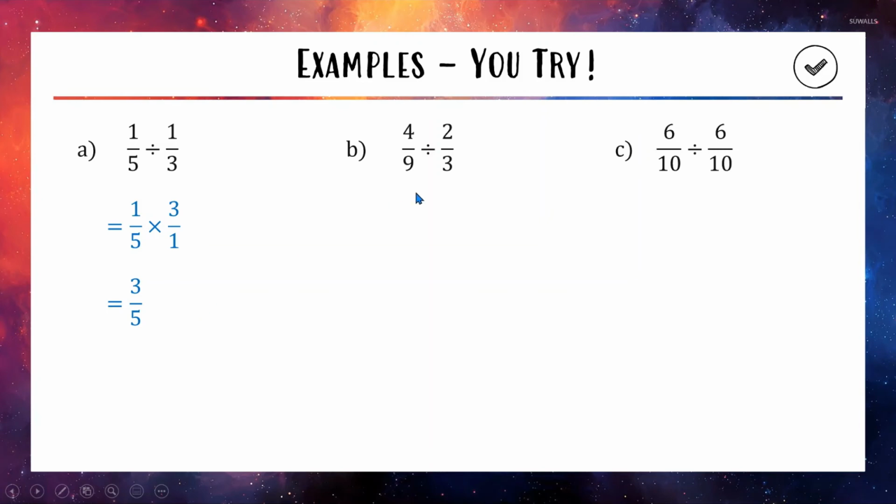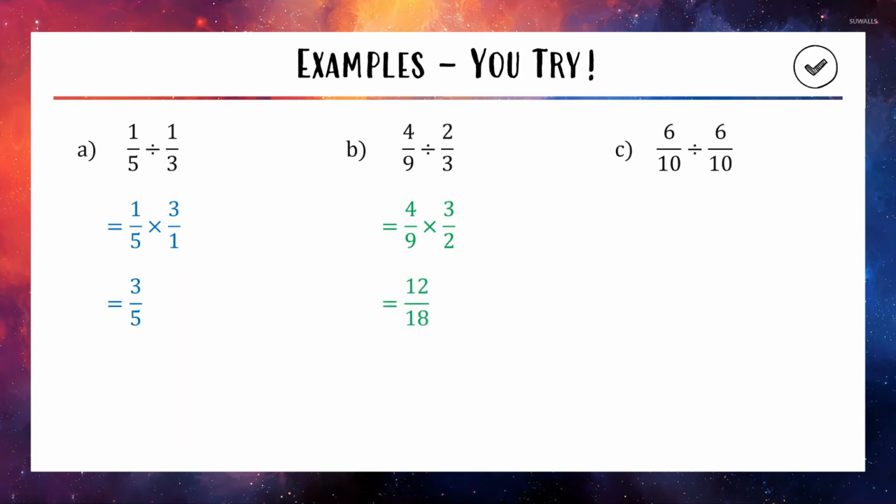For question B, again, same process. Dividing by a fraction means we're going to multiply and flip. So we have 4 over 9 multiplied by 3 over 2. Flip and multiply. All right, so we're going to do 4 times 3 on the top, so we get 12. And on the bottom, we'll do 9 times 2, so we'll get 18.